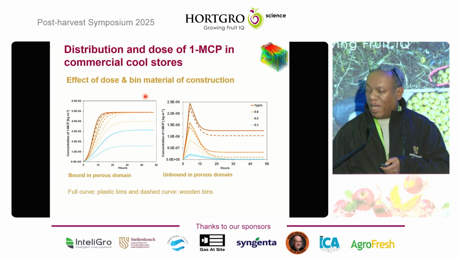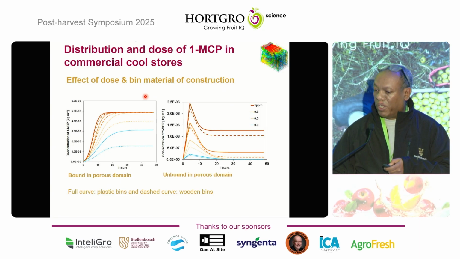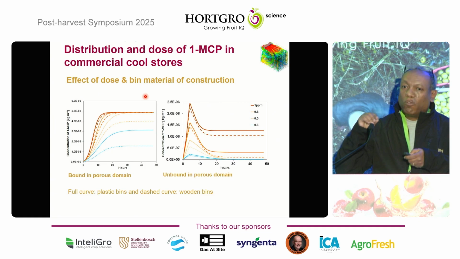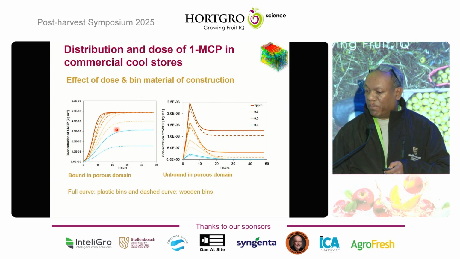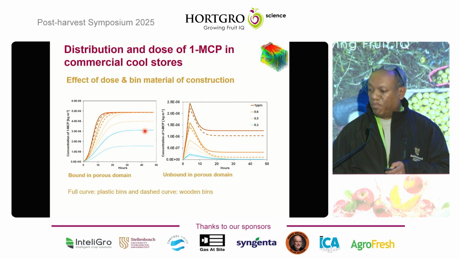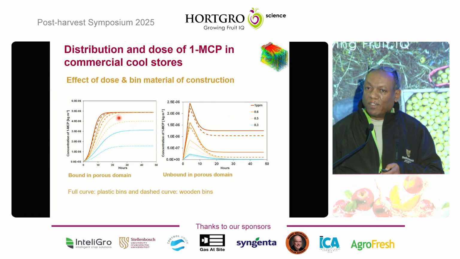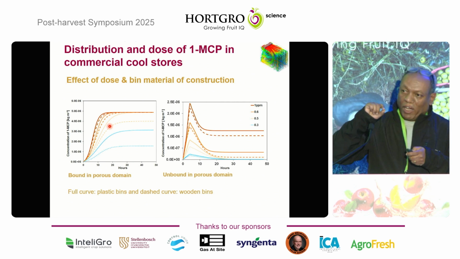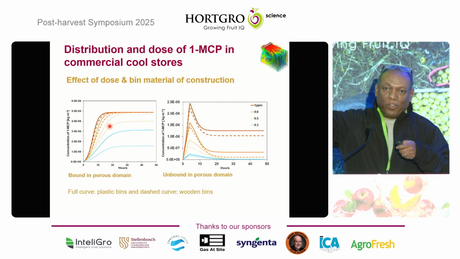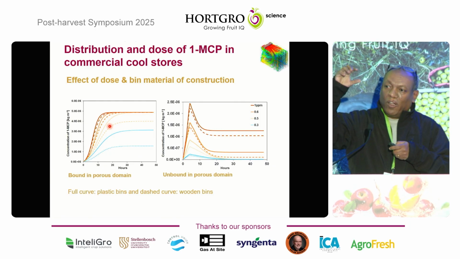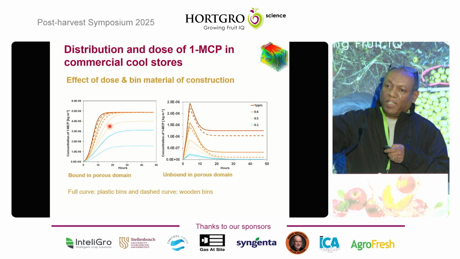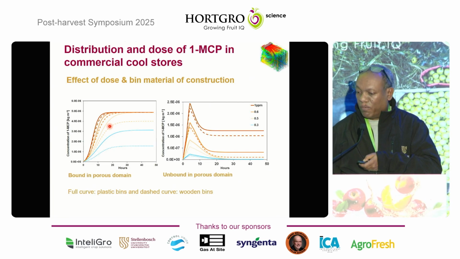In terms of uptake as well in the large cool store, we'll be able to compare how wooden bin and plastic bin will function. The broken curve that you see here is for wooden bin, the full curve is for plastic bin, and at different 1-MCP dose, we are able to trace where that 1-MCP goes, as I showed you initially. Does it go to an ethylene binding site, or in the pore space, or free in the air, in the wood, and so on and so forth.